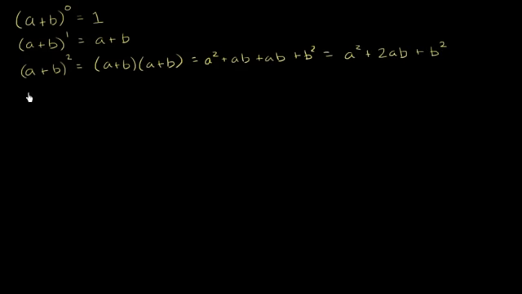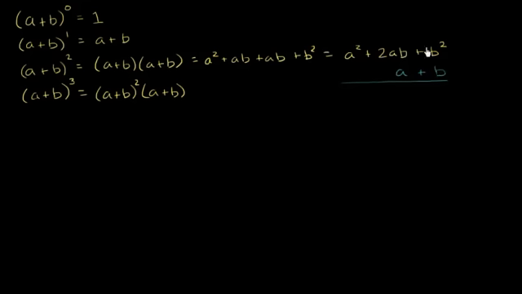Now things are going to get a little bit more interesting. What is a plus b to the third power going to be equal to? And I encourage you to pause this video and try to figure that out on your own. Well, we know that a plus b to the third power is just a plus b to the second power times another a plus b. So let's just multiply this times a plus b to figure out what it is. So I'm just going to multiply it this way.